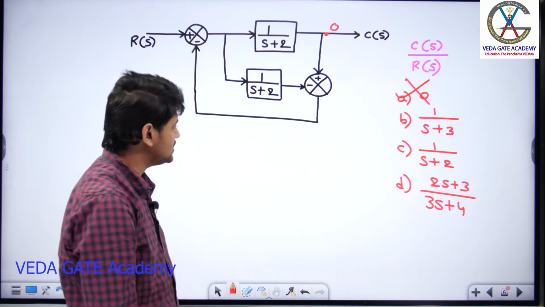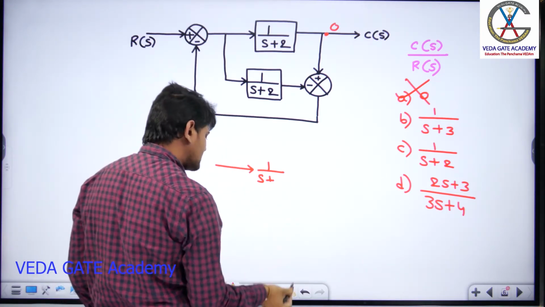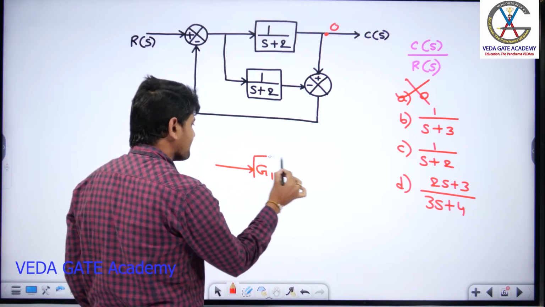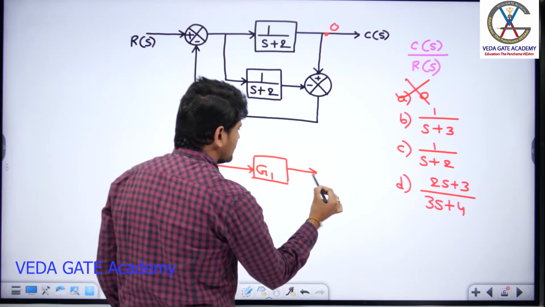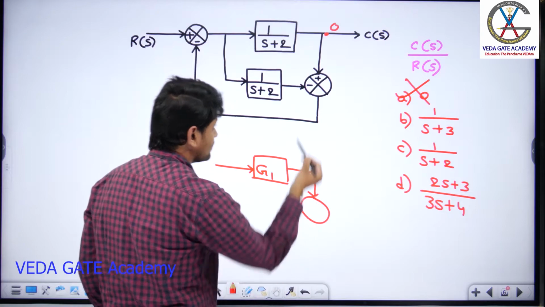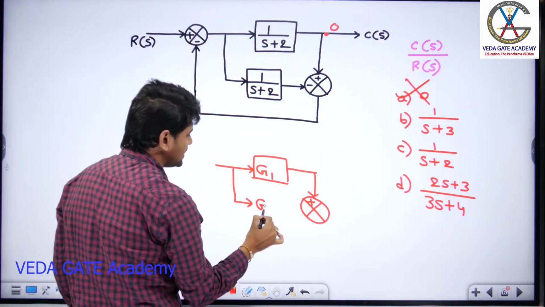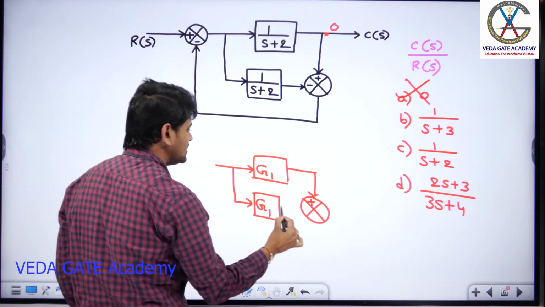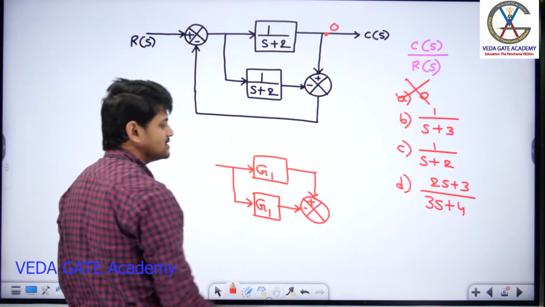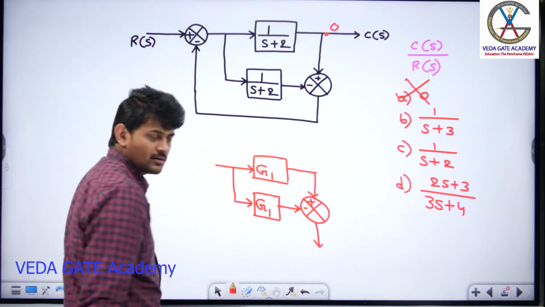Now let us try to see here. This is 1 by S plus 2, guys. Or else I can consider any block. Let us assume this is block G1. And I have a summing point, or let me try to draw the same thing here. This is the plus symbol, and I am going to consider the same block G1, because G1 in this case is equal to 1 by S plus 2. This is the minus symbol. Now here is my output. Am I correct or not?